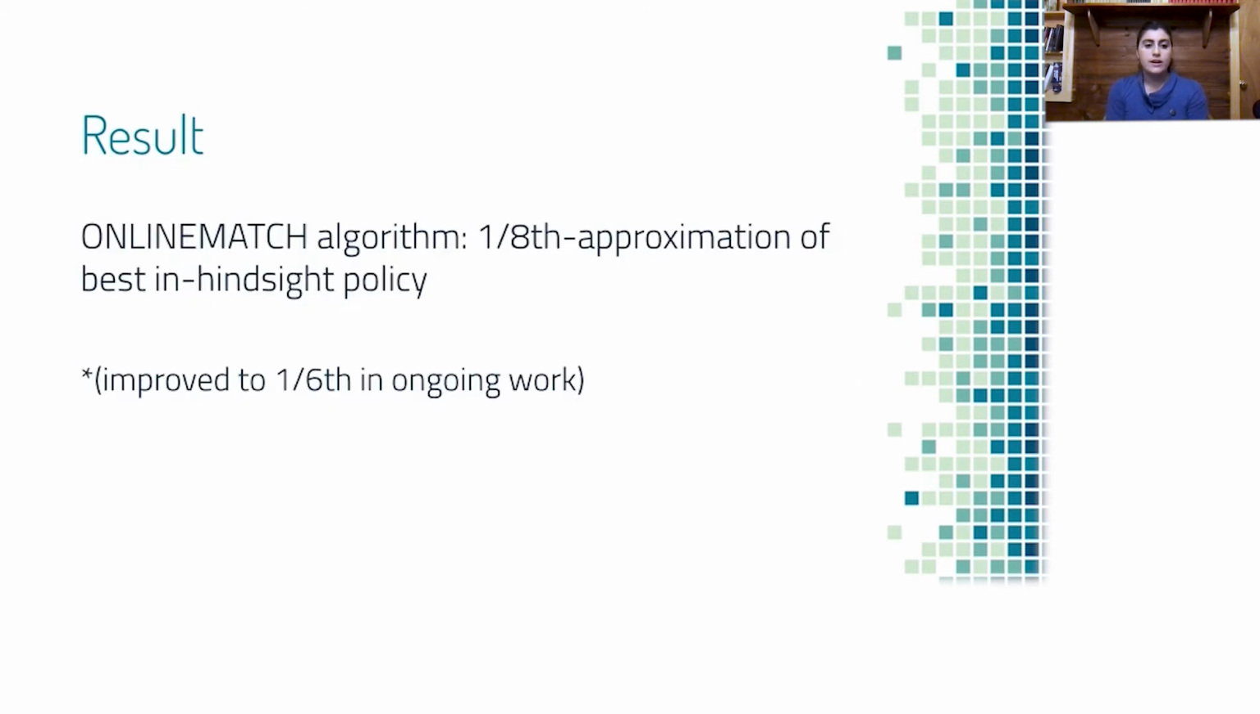Our result is that we develop an online matching algorithm, and this algorithm gets a 1/8 approximation of the best in hindsight policy. Of course, if you were able to just wait and see what all the information is before you make your decisions, then you could do very well. Online matching is much harder because you have to make decisions before you know that they're the best. Maybe you match two types, but later you realize, oh, I really wanted to match with this other arriving type that's much better. So it's great that we can get this approximation to what the optimal would be. And as I mentioned before, in continuing work that's happening right now, this has actually been improved to 1/6.